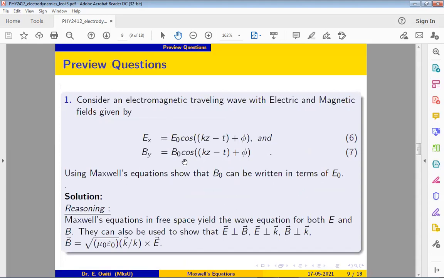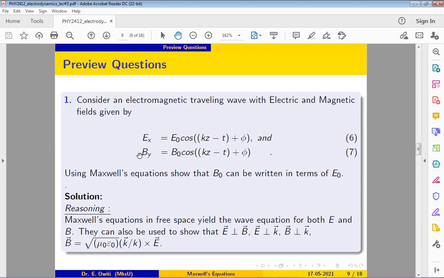So let's look at some questions. We have question number 1 here. Consider an electromagnetic traveling wave with electric and magnetic fields given by what you can see there. E X simply means the X component of the electric field intensity. B Y simply means the Y component of the magnetic field intensity.